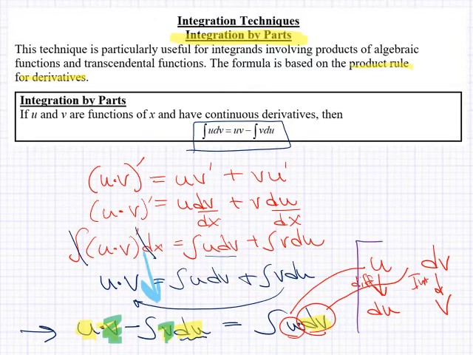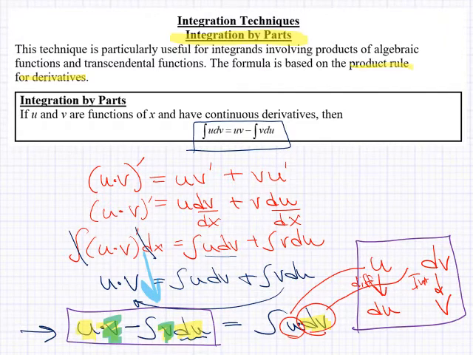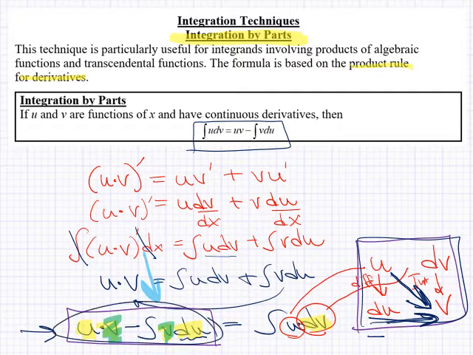Once I have these four pieces, I have to know how to put them back together. The way you do it is a fairly simple pattern: u times v minus the integral of v du. Okay? So if you set up this square, u times v minus the integral of v du is the way you do it. You create your answer, and you integrate the final piece.